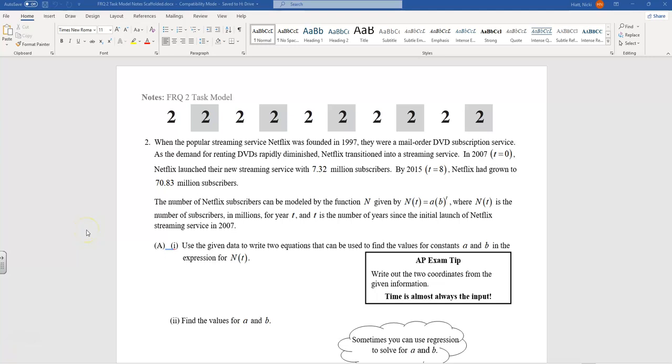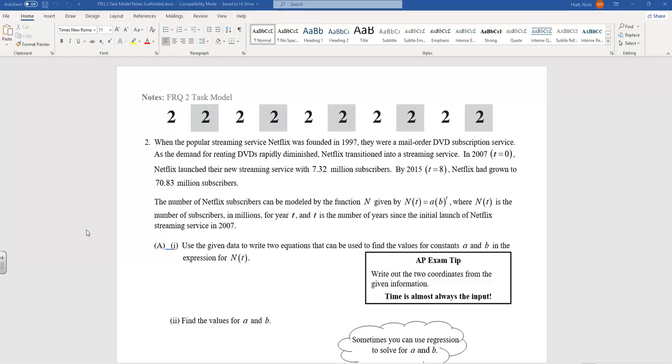And so this one's also calculator active. When the popular streaming service Netflix was founded in 1997, they were a mail-order DVD subscription service. I don't know if you guys knew this, but I lived through it and remember this well. As the demand for renting DVDs rapidly diminished, Netflix transitioned into a streaming service.